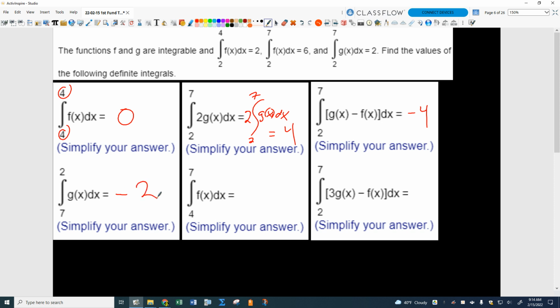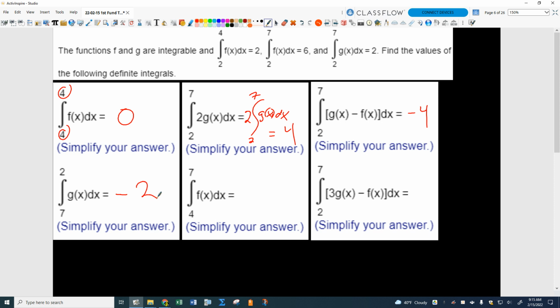How about this one? Yeah. 4 is correct. How'd you get 4? Okay, yeah, that's a good way to do it, I guess. That's interesting. So you could say, yeah, that makes sense, right? If the total area from 2 to 7 is 6 and the area from 2 to 4 is 2, then you could subtract this lesser area from that total area. That's one way to do it. That's good. There's another way to do it.